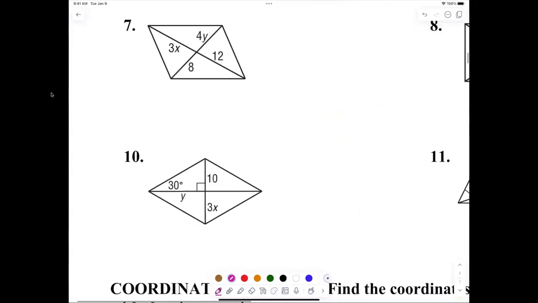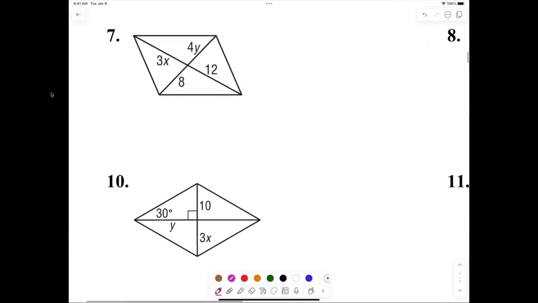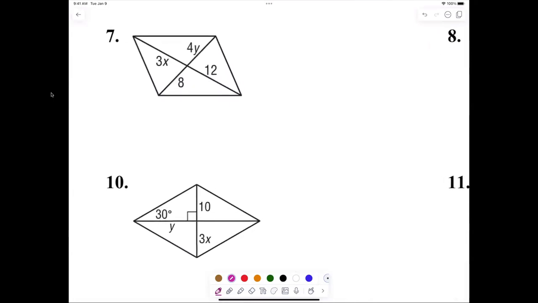All right, here we go. Number 7. Now you have to remember the rule: the diagonals of a parallelogram bisect each other. So for number 7, X is equal to what? And Y is equal to what?